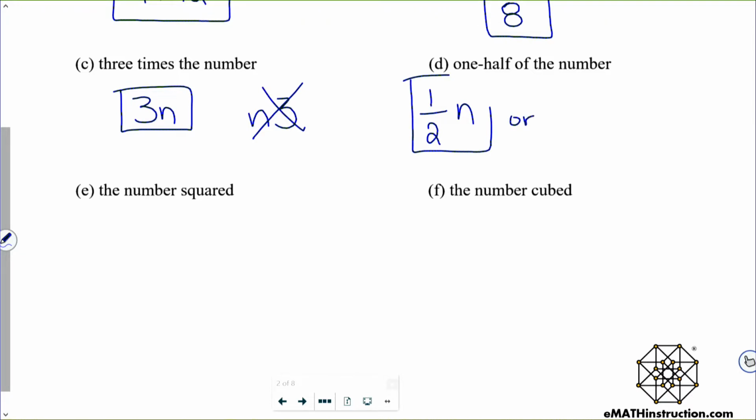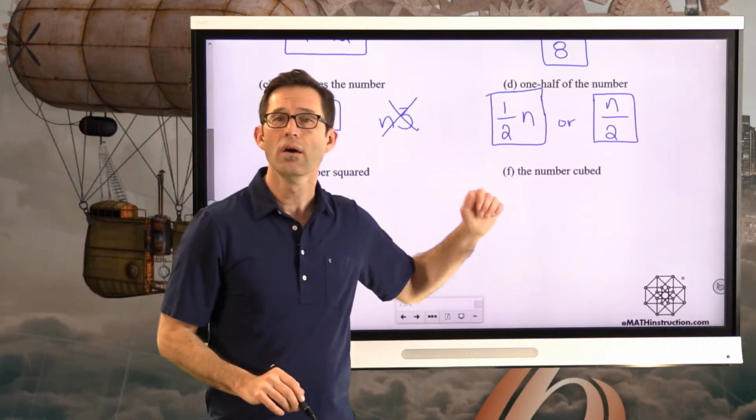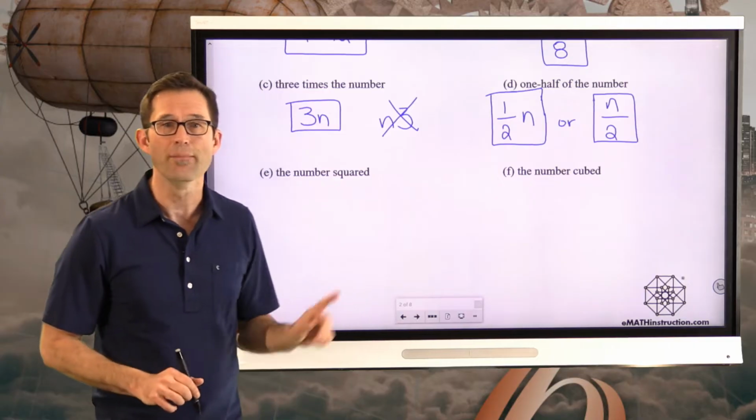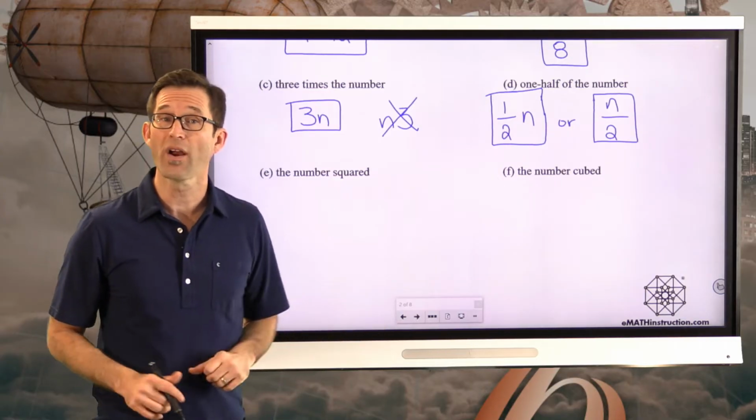But of course, what you should already know is that whenever you multiply a number by 1/2, that is the same as dividing the number by 2. So either one of these is a completely okay way to write it. 1/2 times n or n divided by 2. Exactly the same expression. All right, letter E, the number squared, right?